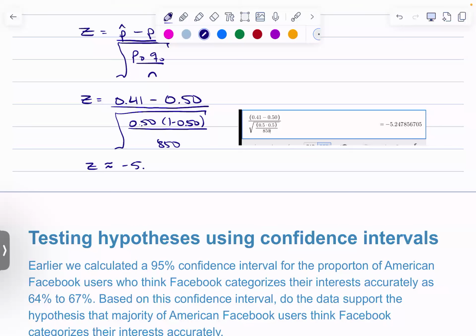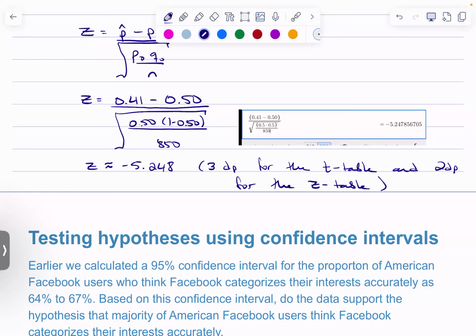Negative 5.248. I'll do it to 3 decimal places. Now, here's the thing. We could use the Z table or the T table, but just so that we can establish kind of the same procedure for most of our hypothesis tests, I'm going to start to use the T table, but I'll show you that you could use the Z table as well. So 3 decimal places for the T table and 2 decimal places for the Z table.